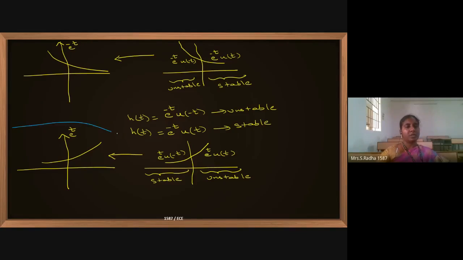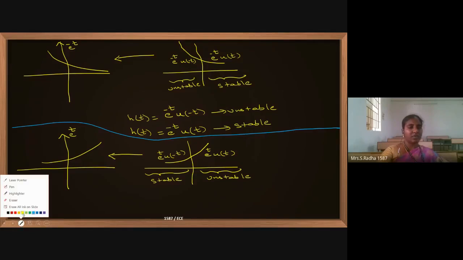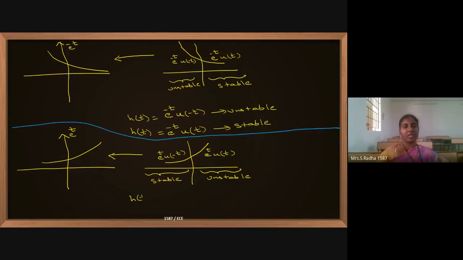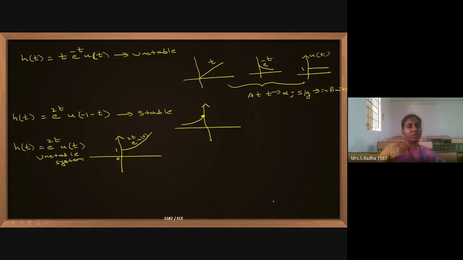So this is the upper half, another discussion, and the lower half is another discussion. In the lower half, if the system is given h of t equal to e power t, u of minus t, then it is a stable system. If h of t is given as e power plus t, u of t, then it is an unstable system. That is what we have done in the previous slide.